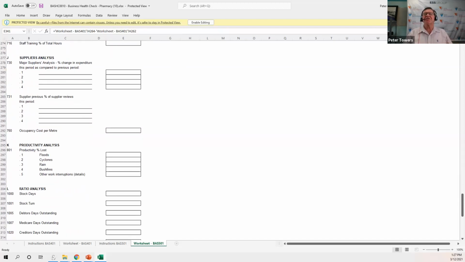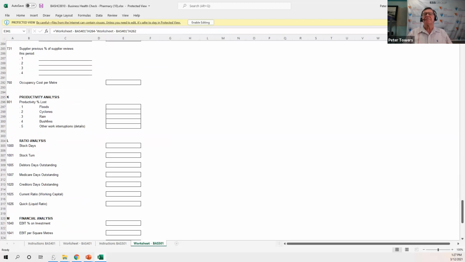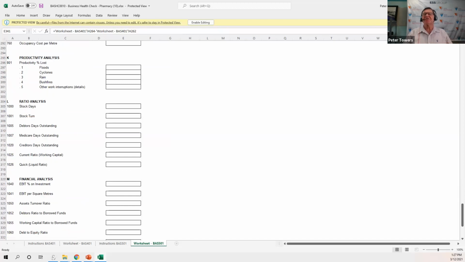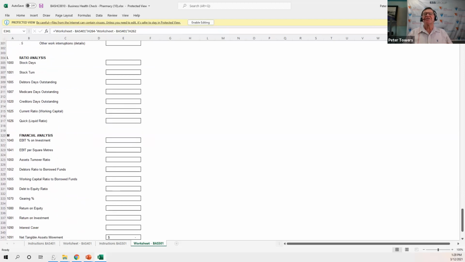Then an analysis of suppliers. And looking at the occupancy cost per metre. What productivity was lost because of natural disasters. And then some ratio analysis on stock turn days, debtors days outstanding, Medicare days outstanding, creditors days, current ratio, quick ratio.